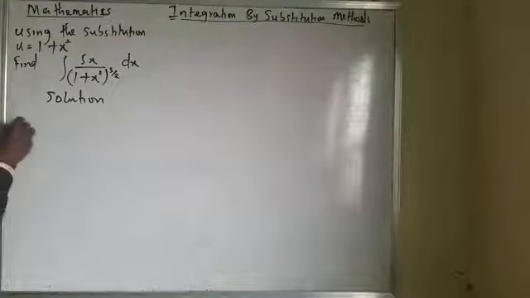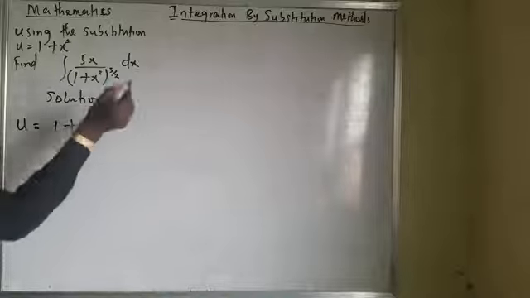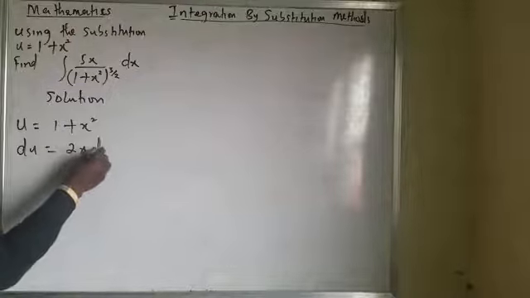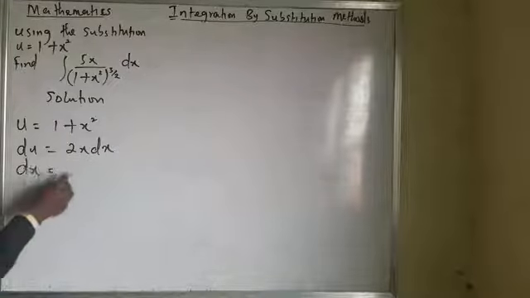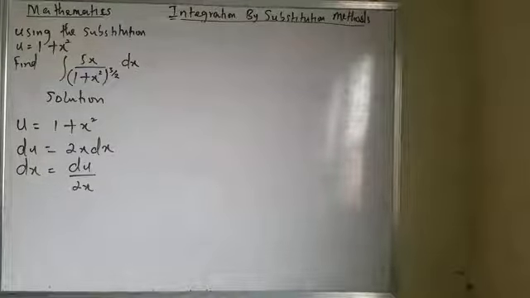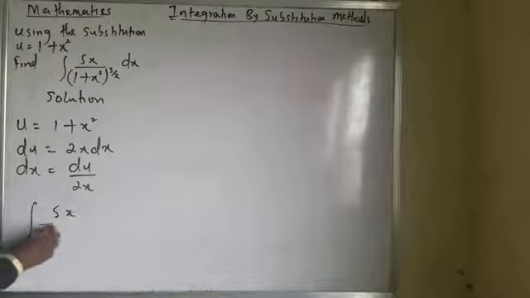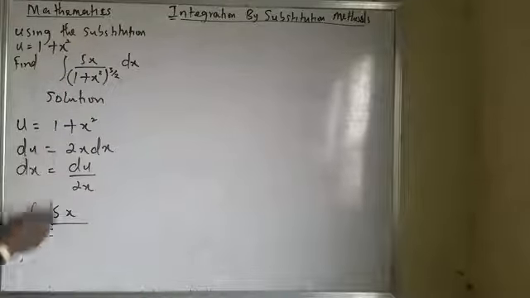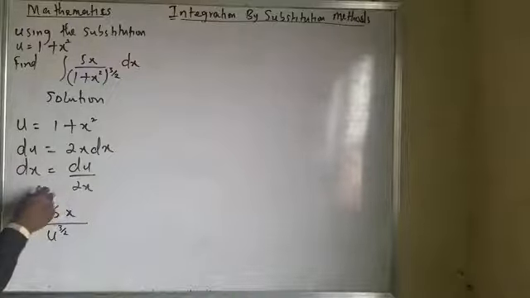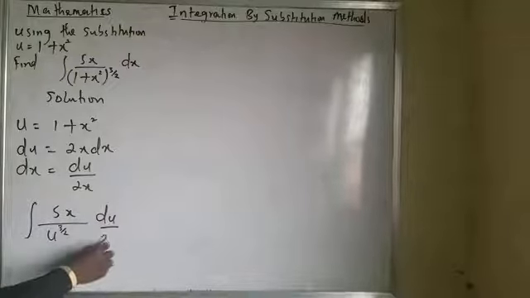Now, we are told that u equals 1 plus x squared. Since I know that, I will now have du equals 2x dx, don't forget, which means dx will be equal to du all over 2x. Now, don't forget I'm substituting to that. It means I'll be having the integral of 5x divided by u raised to power 3 over 2, and dx is du divided by 2x.